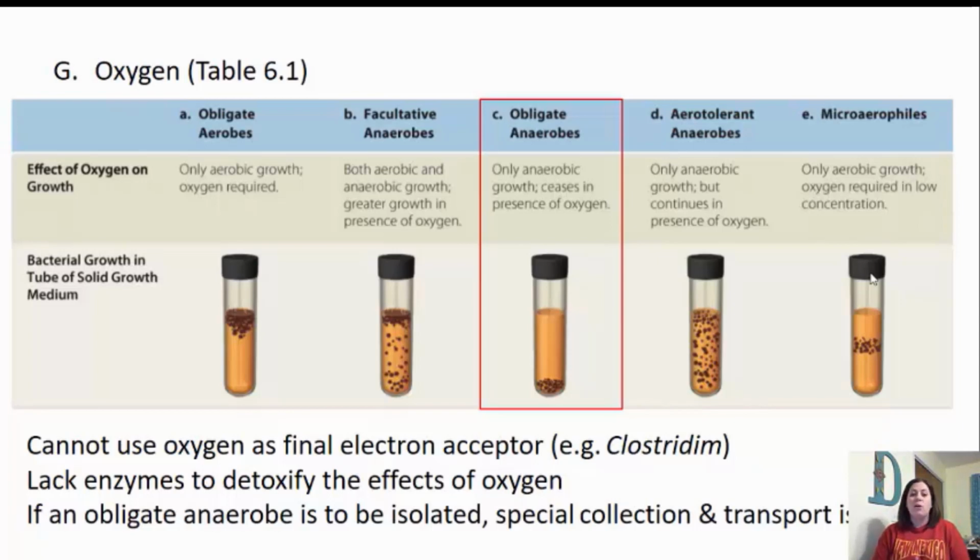If an obligate anaerobe is to be isolated, special collection and transportation are required in order to grow it, because if it's exposed to oxygen for an extended period of time, it will cause these bacteria to not grow. And you'll notice that they're growing at the very bottom of the test tube, where oxygen is not available.